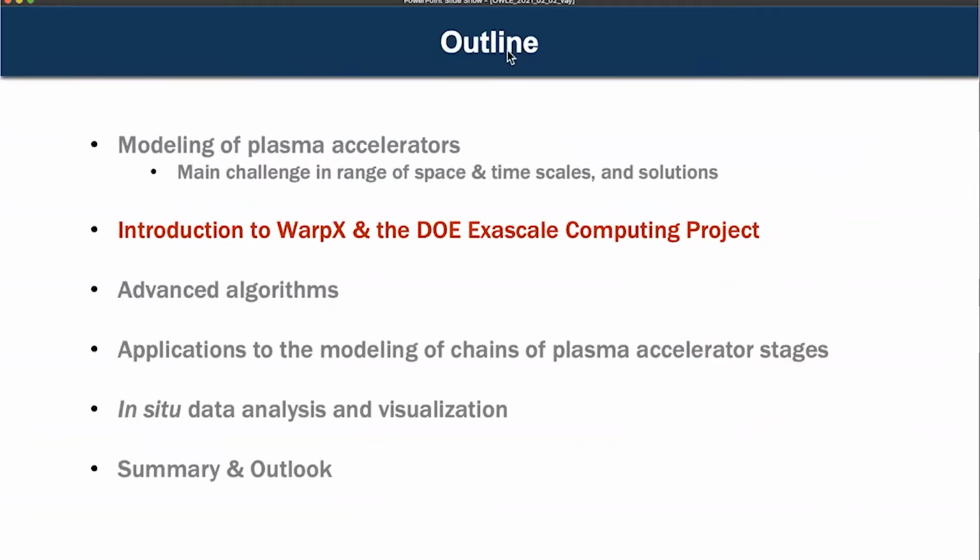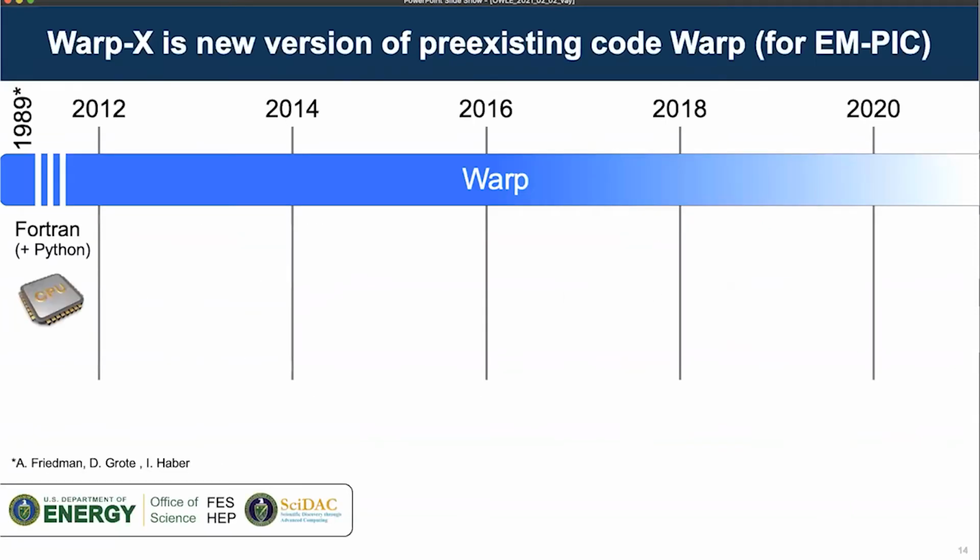So I will move now to the introduction of the code, which is part of the DOE Exascale Computing Project. First, maybe just a bit of history, because some people often ask, okay, there's this code Warp that has existed for some time that's been used for plasma acceleration. What's the relationship to WarpX? So WarpX is basically the new version of Warp, at least for an electromagnetic PIC. Warp was a code started in 1989 by Alex Friedman and collaborators, and is a Fortran code with a Python layer.